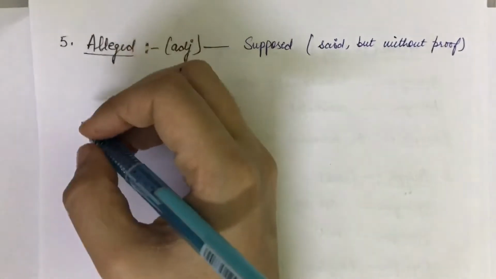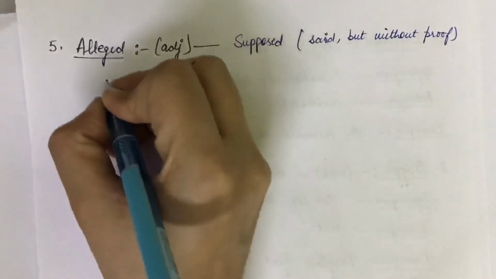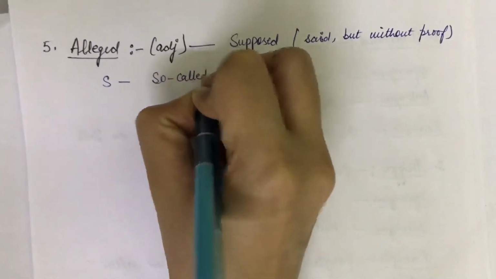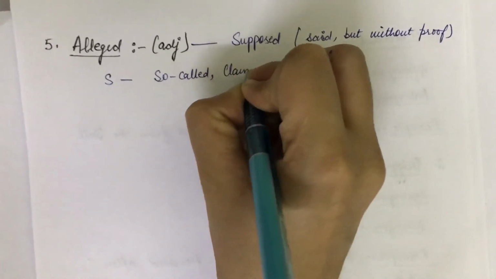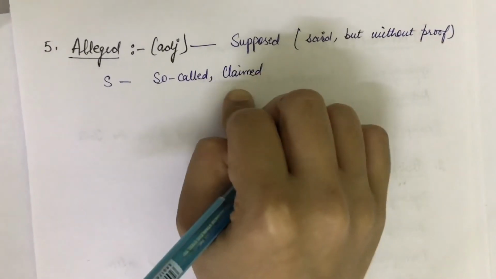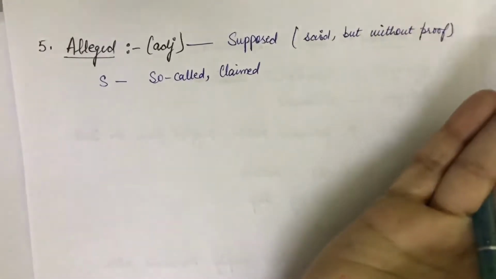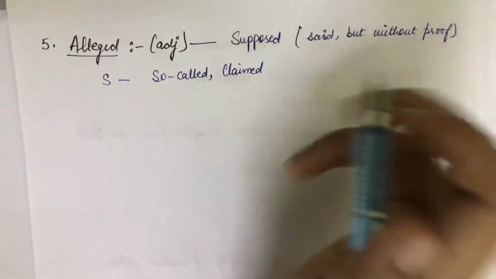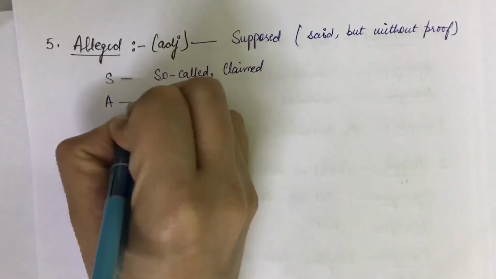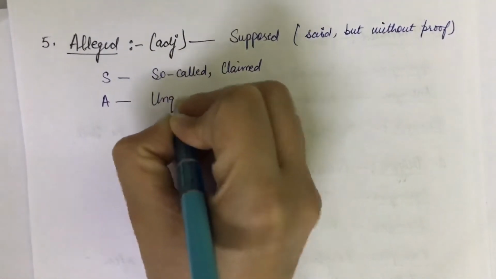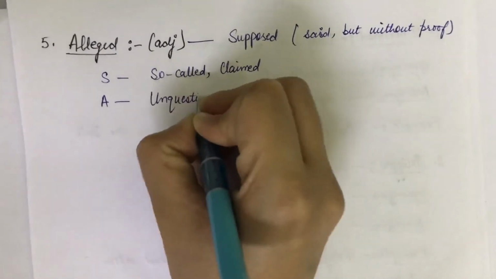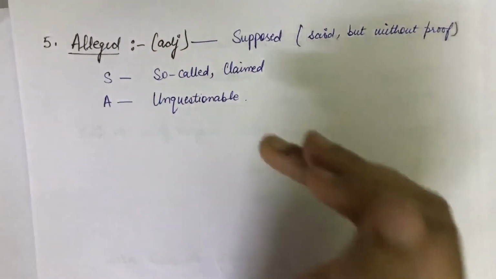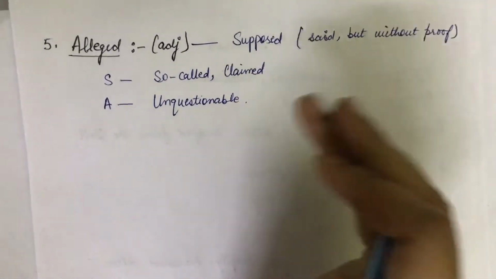Okay, synonym of this word is so called, okay, and claimed. Okay, so claimed also mean the same thing, something that has been said but there is no proof for that thing. Okay, so antonym for this word is unquestionable. Okay, which means something that has a proof and that cannot be questioned.